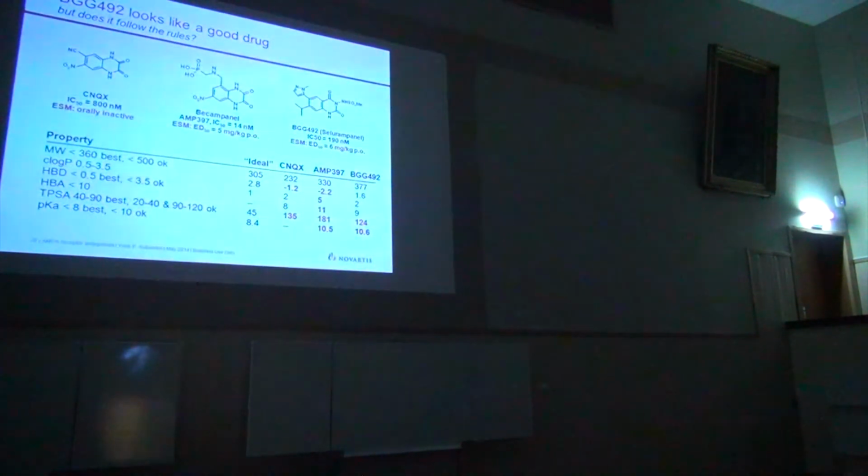So it seems that BGG492 is a good drug. It looks like a very good drug actually, but does it follow the rules? Now we completed this table that we saw before with the results of course, the ideal guideline, CNQX, AMP397, which ultimately failed, and BGG492. BGG492 is not optimal. It still has a total polar surface area which is very high, predicting a low oral bioavailability. But we have seen that this is actually not the case in our animal models. And the PK is a little high, which is also a predictor for suboptimal properties. But so far, it looks like BGG492 is really a good drug.